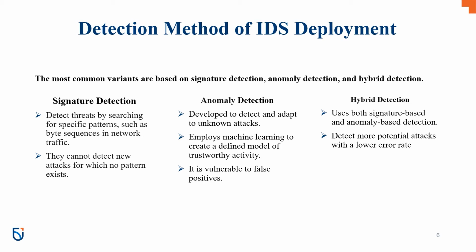Hybrid detection. A hybrid IDS uses both signature-based and anomaly-based detection. This enables it to detect more potential attacks with a lower error rate than using either system in isolation.